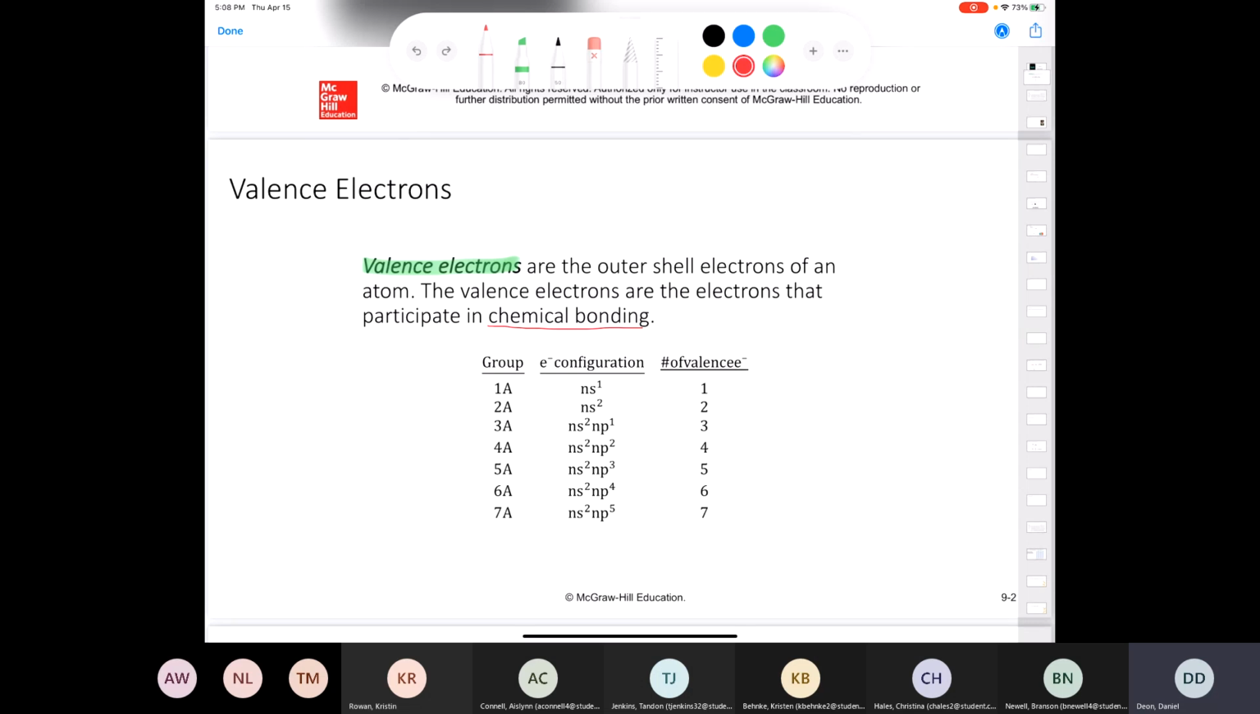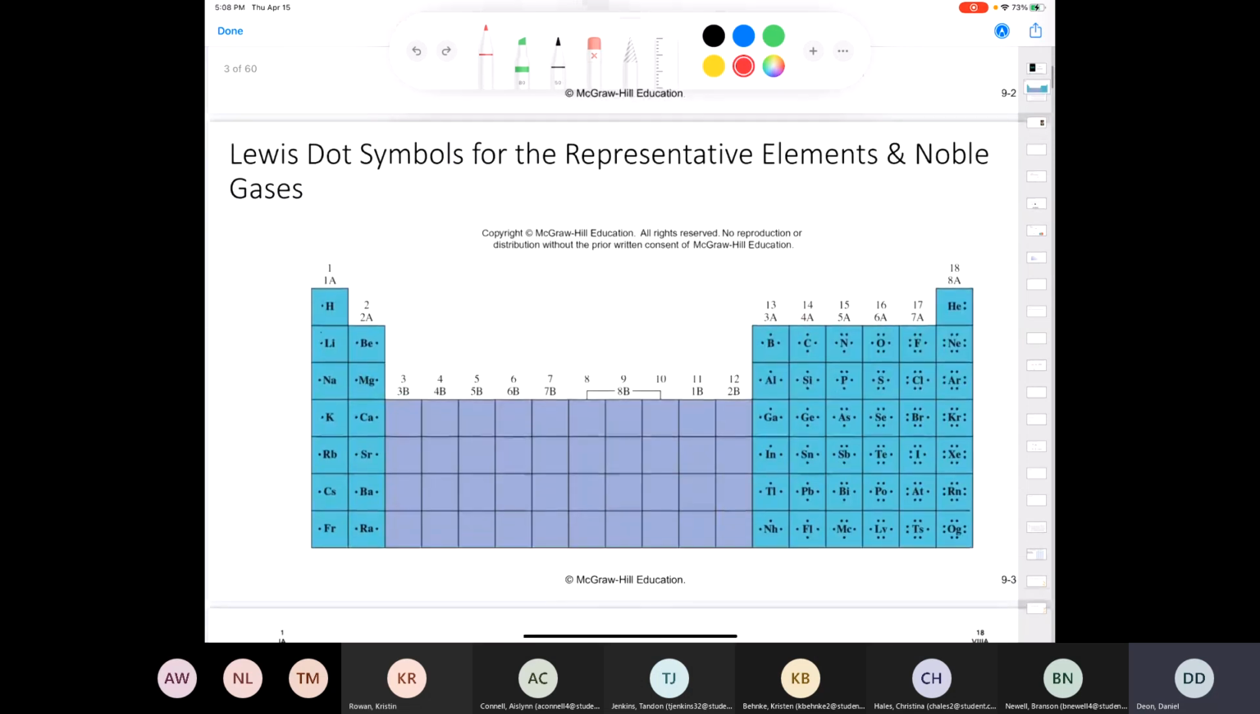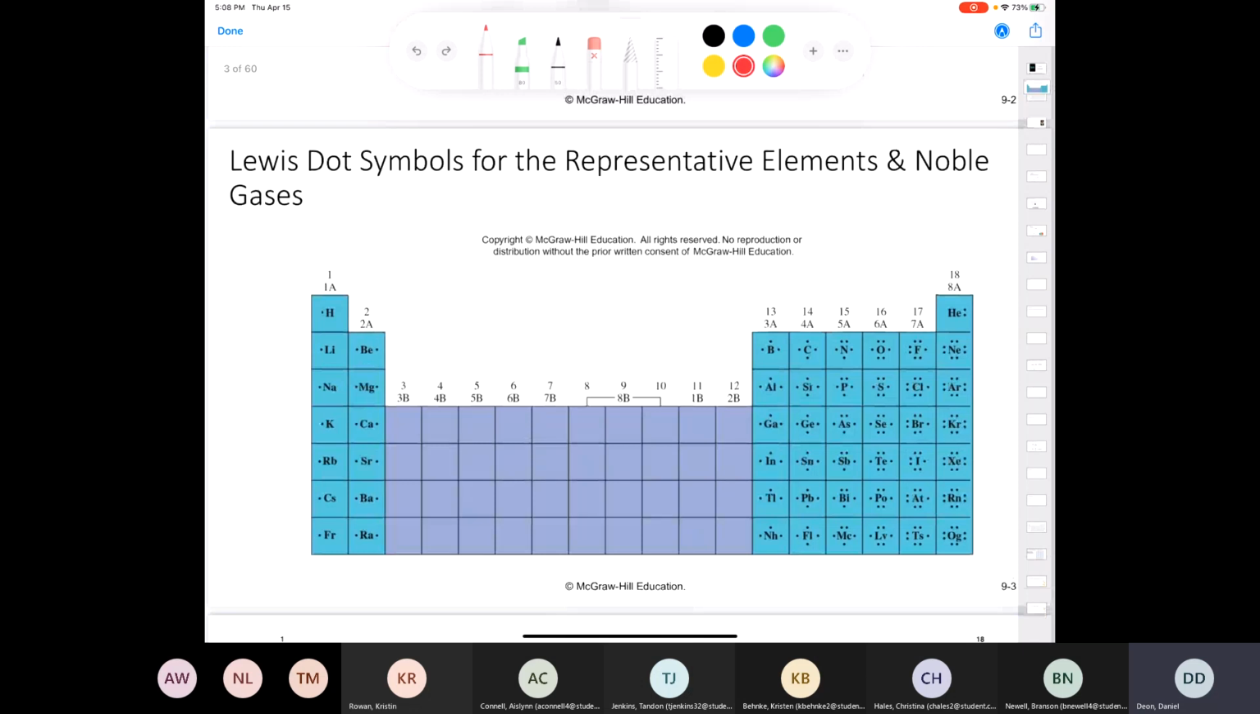Well, let's move on to the next slide and talk about what are called Lewis dot symbols for the representative elements and noble gases. Remember again that the representative elements are the elements found in groups 1A to 7A, and the noble gases are the elements found in group 8A. Now you notice we have all the representative elements on here, and we have the noble gases on here, and they're surrounded by some dots. So what do these dots represent?